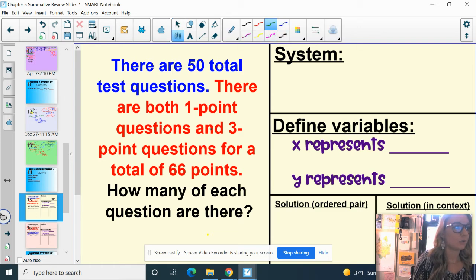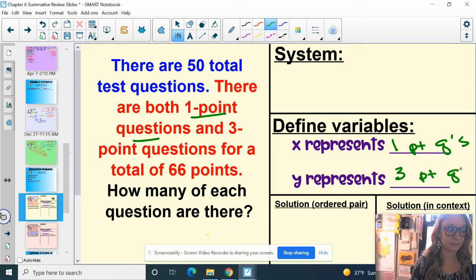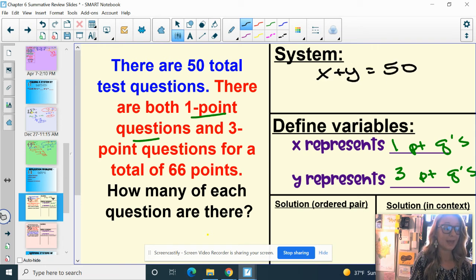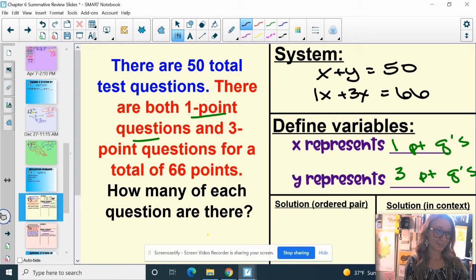So the 2 different things that we're looking at are 1-point questions, so let's let that be x, and 3-point questions, so let's let that be y. Now for your system, if there's 50 total questions, that's a combination of both 1-point and 3-point. So that's just going to be x plus y equals 50. Then we've got a second equation telling us there's 66 total points, and that's a combination of 1-point questions and 3-point questions. So we have our system.